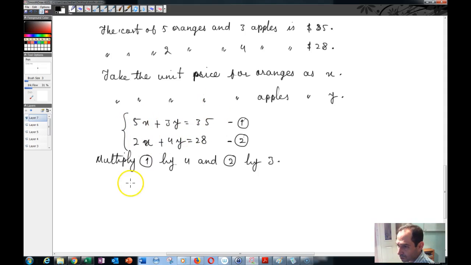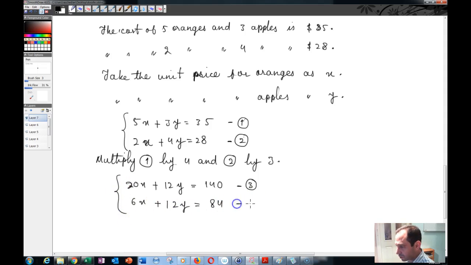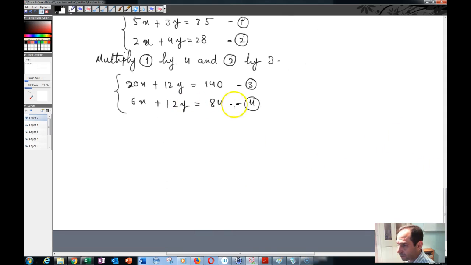So if you do that, 4 times 5 is 20x, and 4 times 3 is 12y, is equal to 4 times 35, which is 140. I call this equation number 3. And then multiply equation number 2 by 3: 3 times 2 is 6x plus 12y is equal to 3 times 28, which is 84. I call this equation number 4.